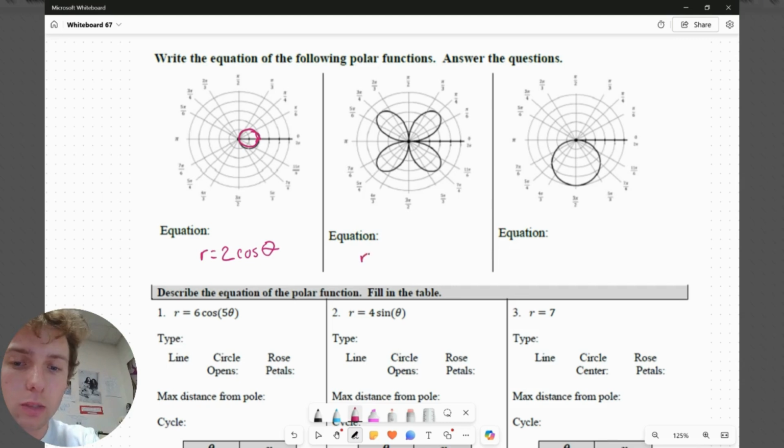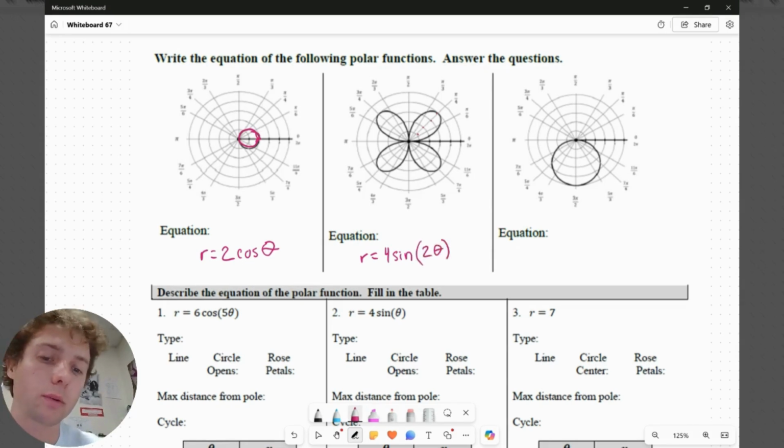I look at the next one and okay, how far out does it go? 1, 2, 3, 4. I look at whether it's around the x-axis or not. It's not in this case, so it's sine. There's 4 petals. That must mean the inside value gets doubled, so it'd be 2 theta.